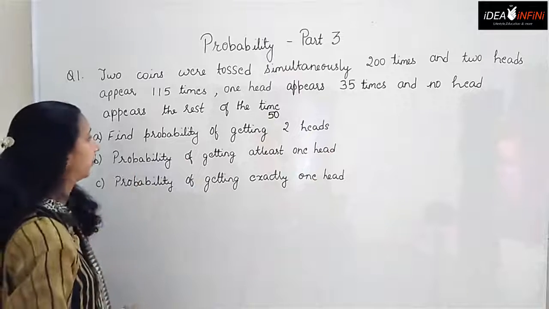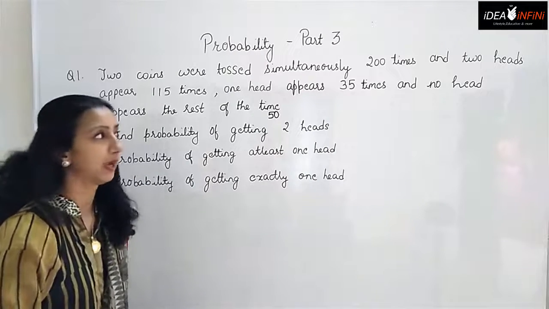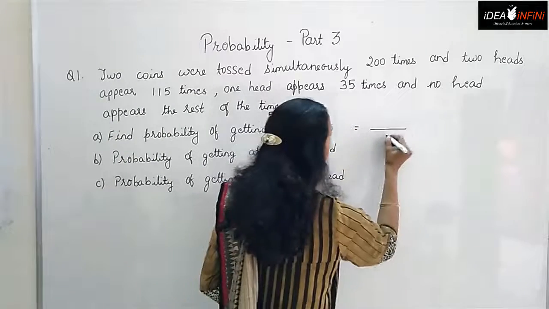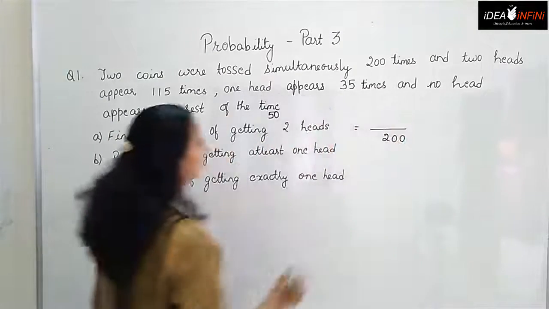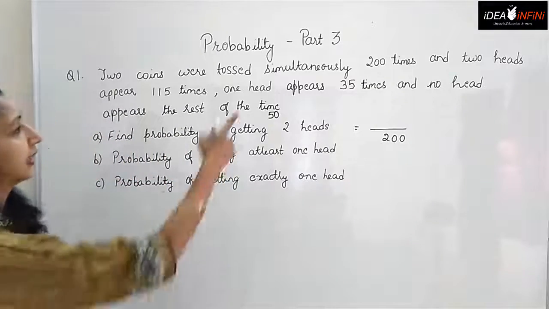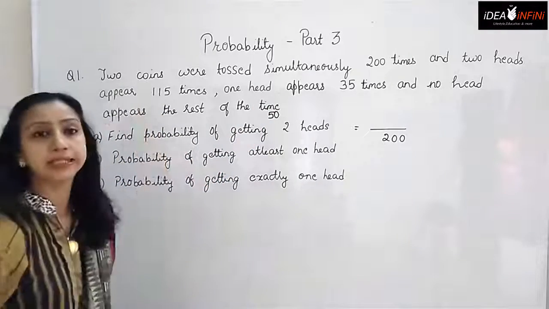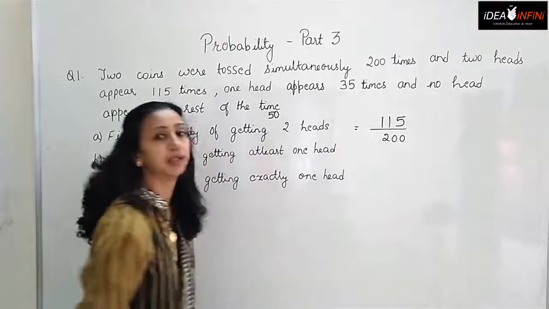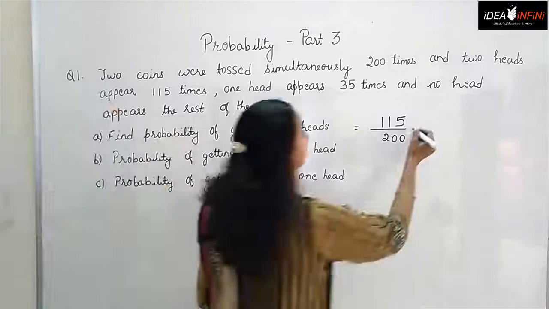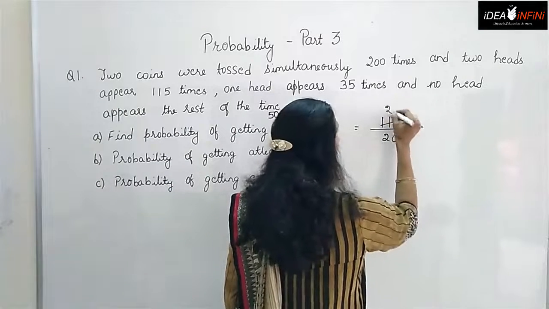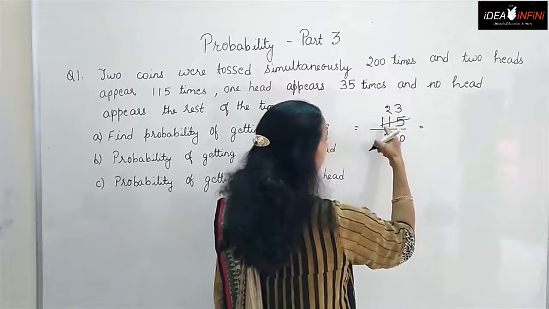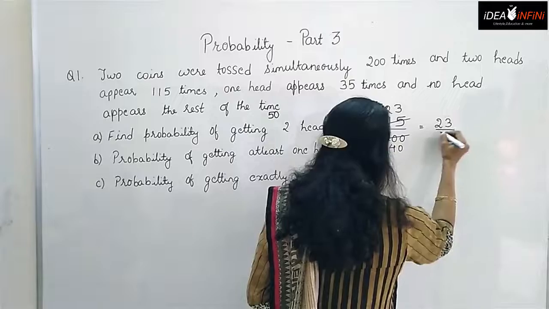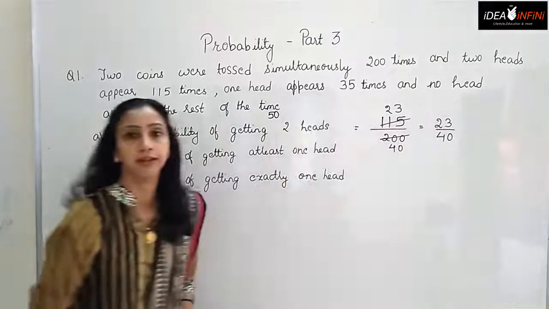So the first question is, find the probability of getting two heads. See, it has been mentioned very clearly that the total is 200. So I write 200 in the denominator. And now getting two heads. Two heads appear 115 times. So I write 115 here. And then reduce it to lowest terms. It goes with 5. 5 2s are 10, 5 3s are 15. So 23 by 40 is my required probability.